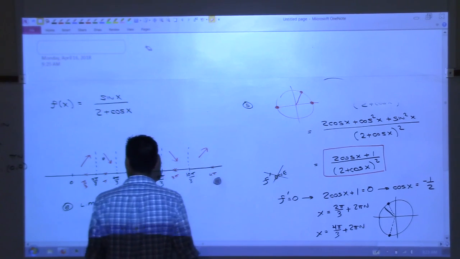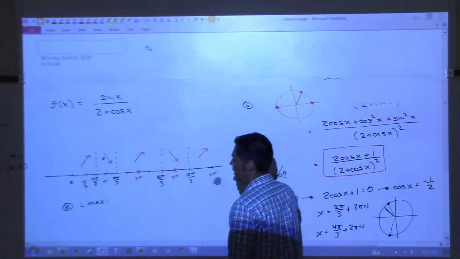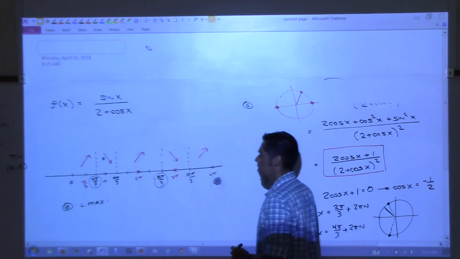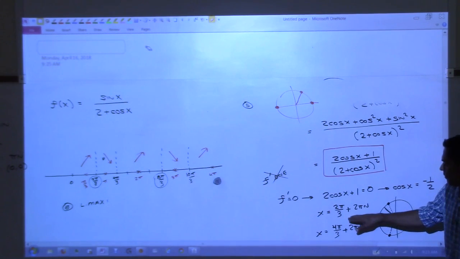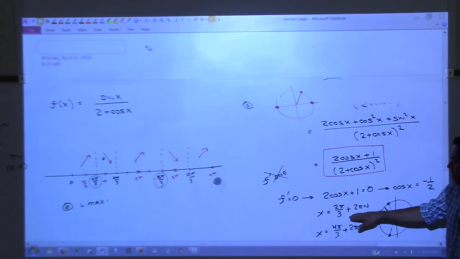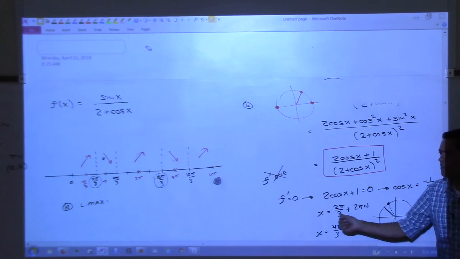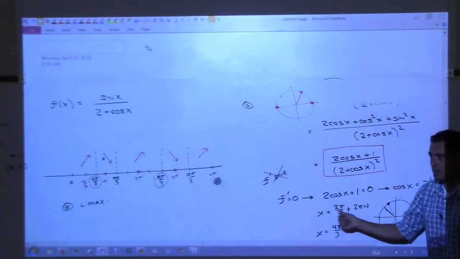Where do we have local max? At every, let's see, 2 pi over 3 and 8 pi over 3. Was that this one? Was that all of these? Yes. It was all of these, right? Yeah. Because that's where we got 8 pi over 3 from, right? We let n be 1. Yeah. So it looks like we're going to have local maximums at all of these points.